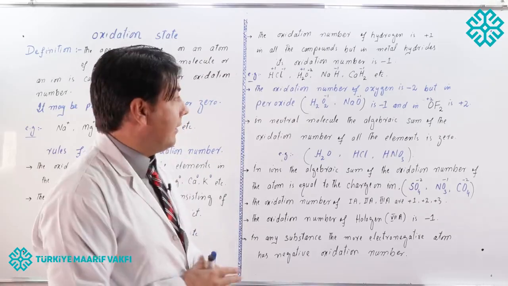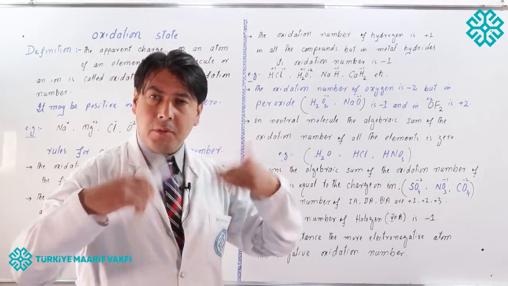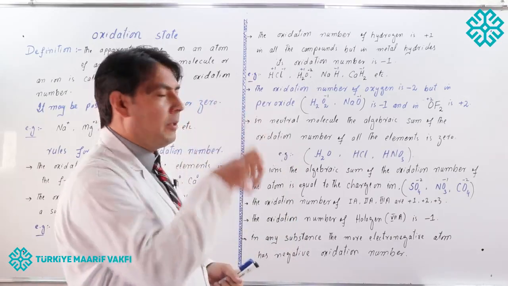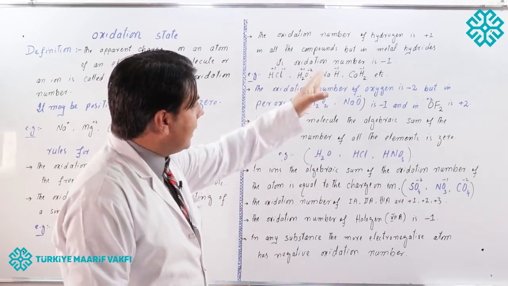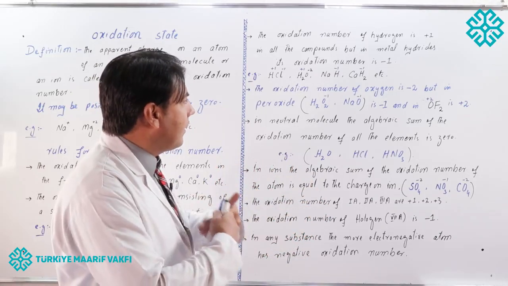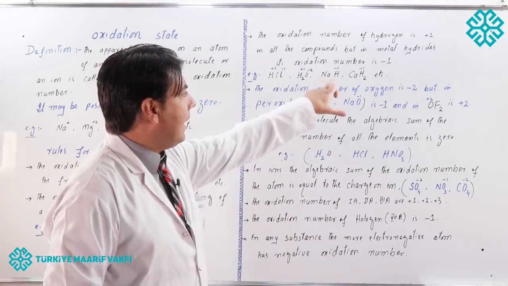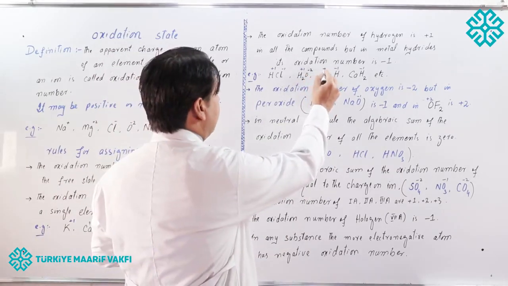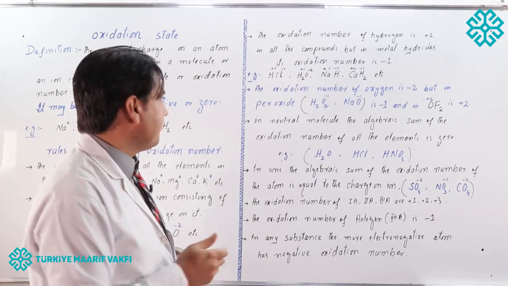But in metal hydrides, why? Because the electronegativity of hydrogen is more than that of the metals. Therefore, hydrogen will take the electron from the metal and become negatively charged. So the oxidation number of hydrogen in metal hydrides is -1, but in all other compounds the oxidation number of hydrogen is +1. In NaH, sodium will have +1 oxidation state. In CaH2, calcium has +2 oxidation state and hydrogen has -1.